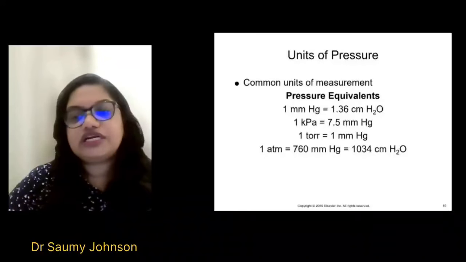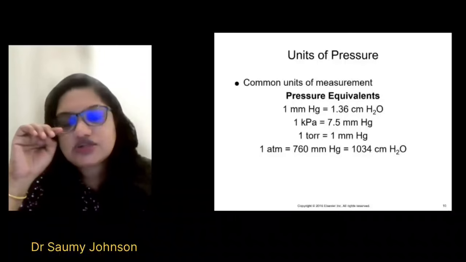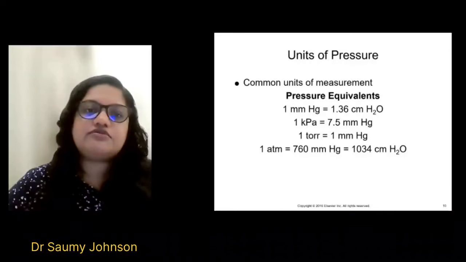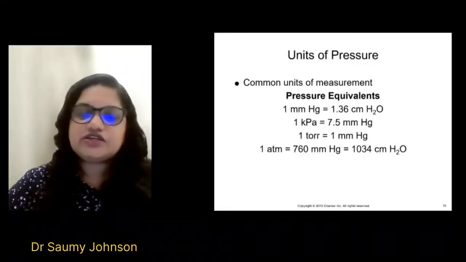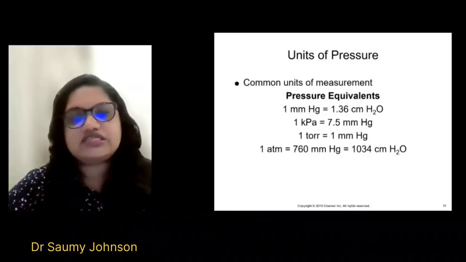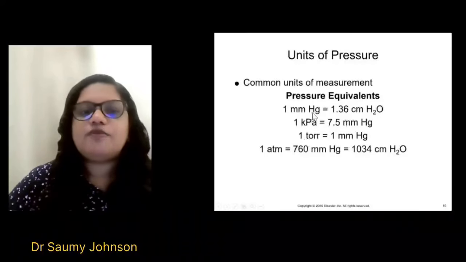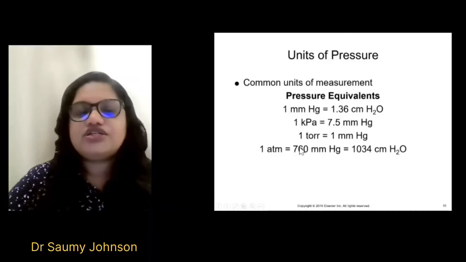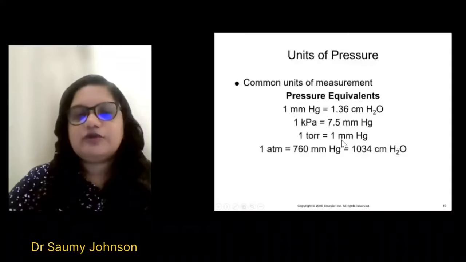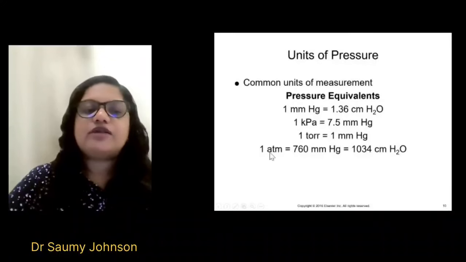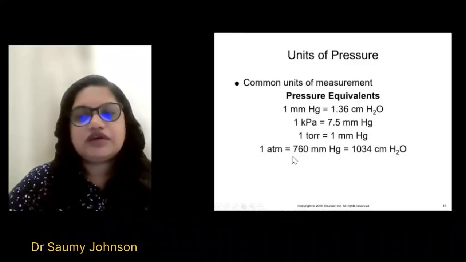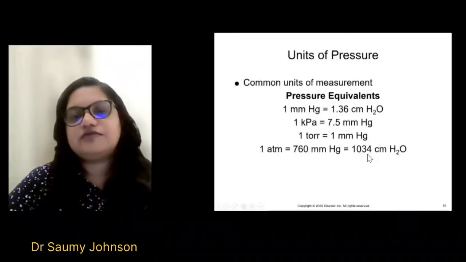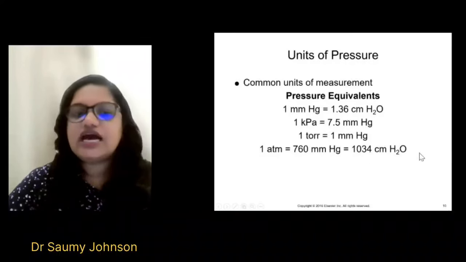Before going into the details of the pressure gradients, let us talk about the units of pressure. The common units of measurement are: 1 millimeter of mercury, which is equal to 1.36 centimeters of water; 1 kilopascal, which is equal to 7.5 millimeters of mercury; and 1 torr, which is equal to 1 millimeter of mercury. One atmosphere is equal to 760 millimeters of mercury and 1034 centimeters of water at sea level.